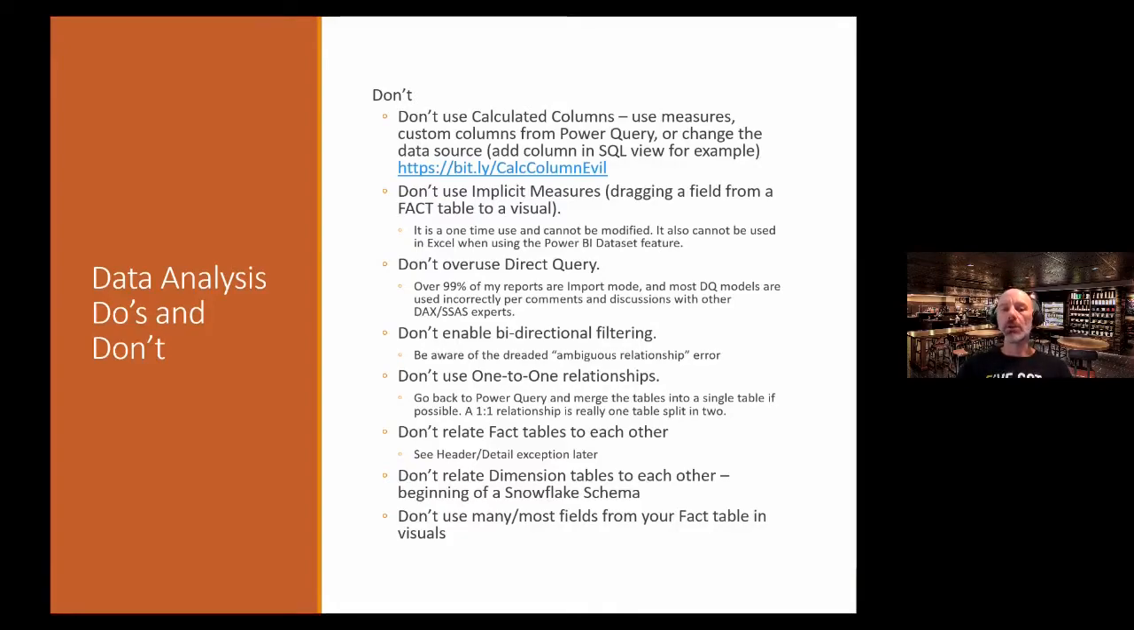Don't enable bi-directional filtering. We're going to go over that in just a minute. Also, this is a little unusual here. Don't use one-to-one relationships. If you go into a data model and you see a one-to-one relationship, go back into Power Query and merge those tables. You really have 1 table that's just split in 2. Make it 1 table. There's no reason for a one-to-one relationship in Power BI.